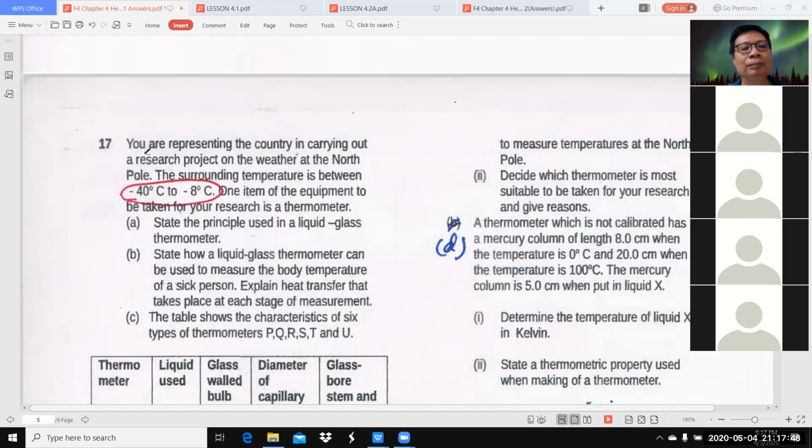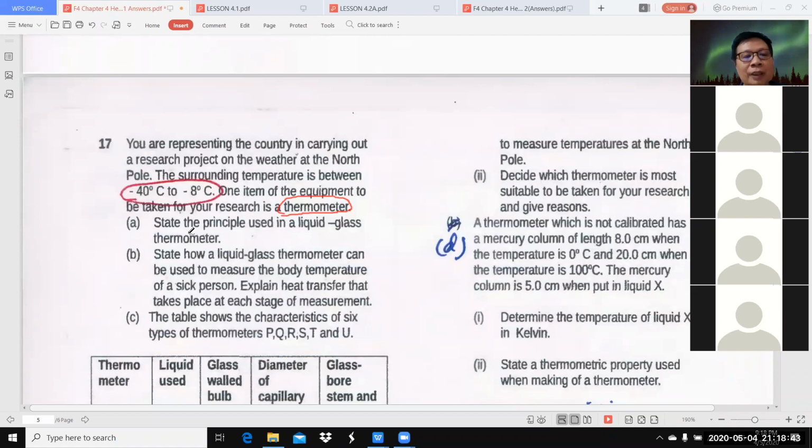Question number 17. You are representing the country and carrying out a research project on the weather at the North Pole, very cold. The temperature you are supposed to measure is between -40 and negative, very, very cold. One item of the equipment is a thermometer. You must bring along a thermometer, but it must be something very special, because the temperature you need to measure is all sub-zero, below 0 degrees. So definitely you cannot use a mercury thermometer. Later on, you will see why. A mercury thermometer is not suitable for negative temperatures, okay?